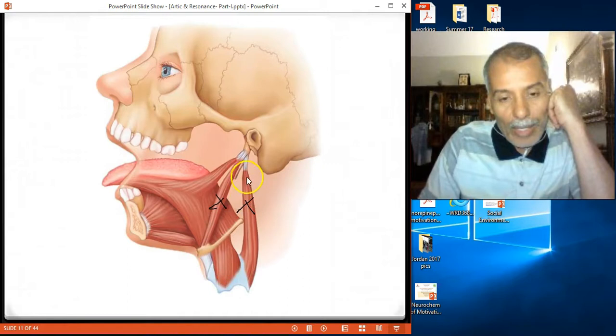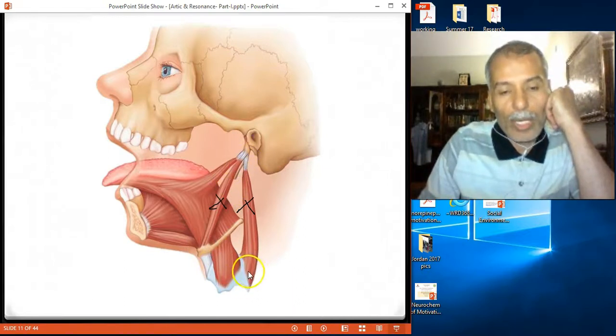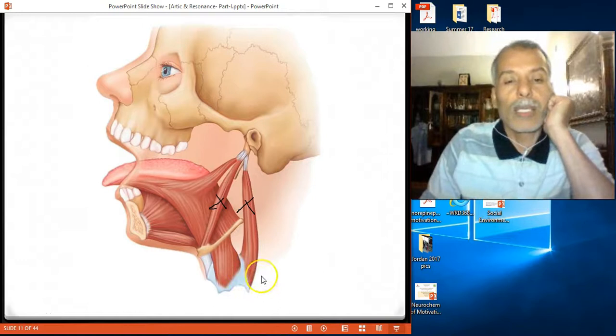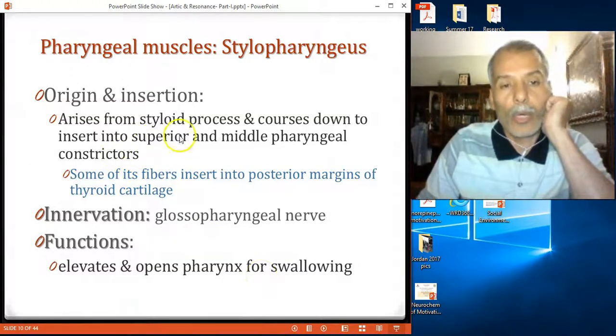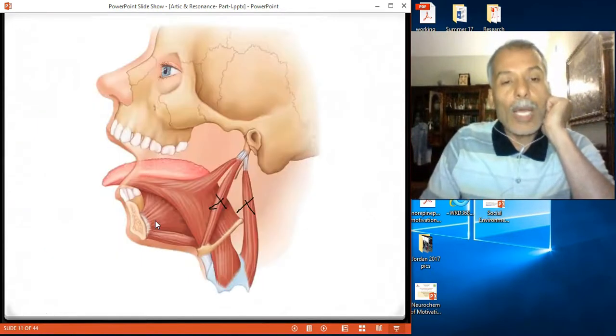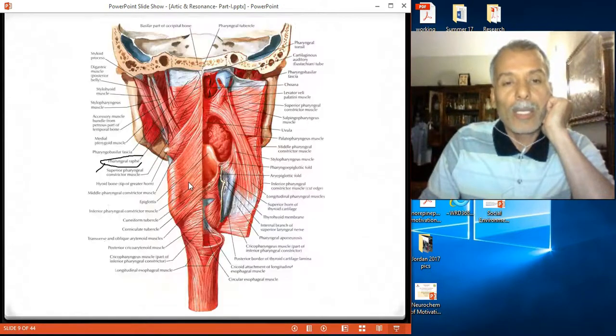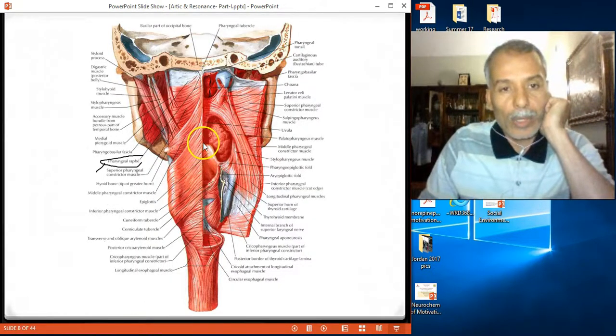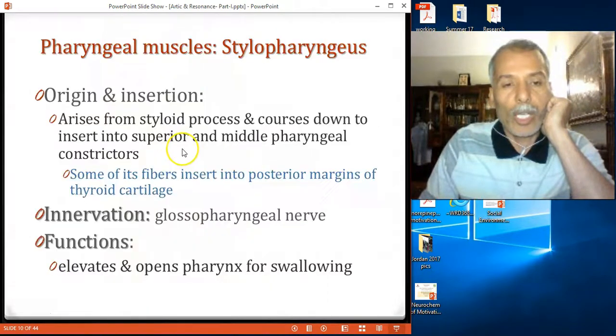So here is what I told you about the styloglossus, the stylohyoid, and then the stylopharyngeus, and it shows the connections that it has with the structures we spoke about here. And now there's also the salpingopharyngeus, which is here, but we're not going to spend too much time on it.